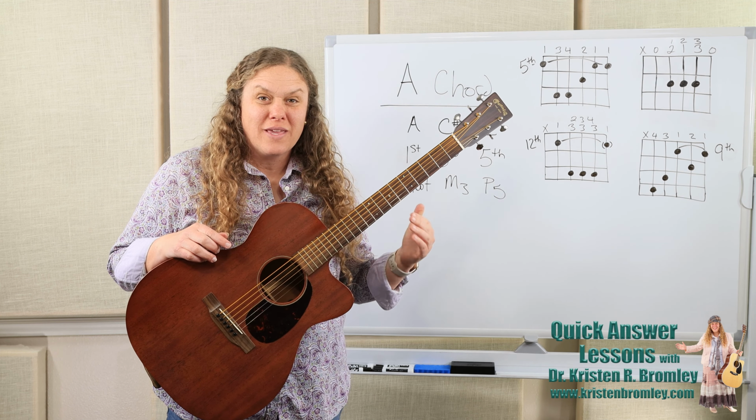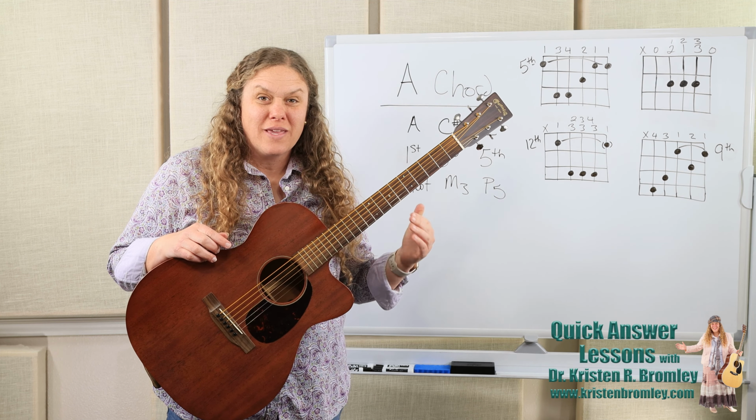So those pitches come right out of the A major scale. The chord itself comes right out of that scale as well. We have the first step of the scale, which is the A, the third step of the scale, which is the C sharp, and the fifth step of the scale, which is the E. So we have the A, C sharp, E, and we get a triad or a major chord.